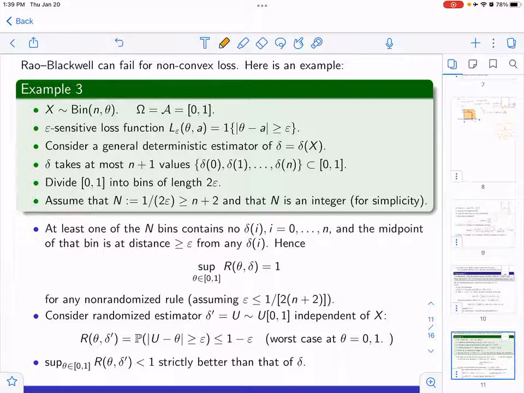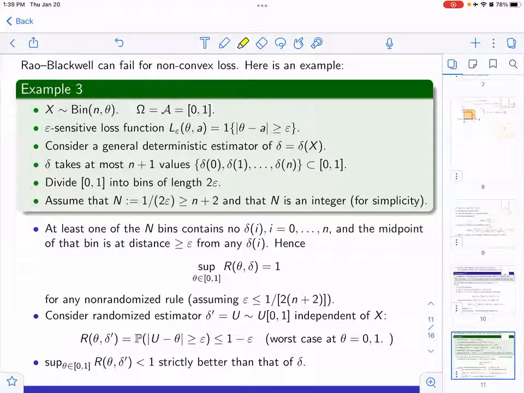binomial. Yeah, I see that some people are enthusiastic in the chat. Yeah, it's a cool example. Now in the previous one, this one is also cool, but in a different way.